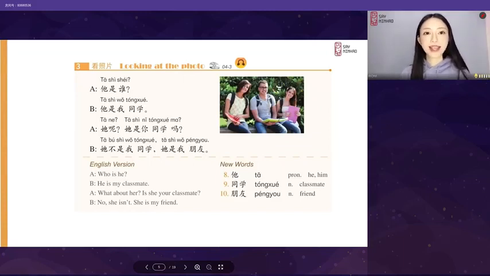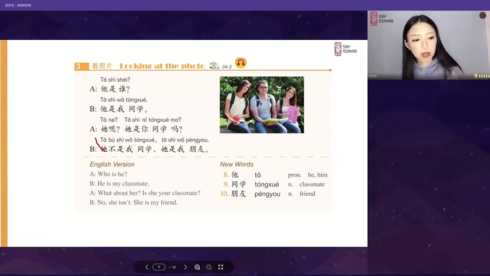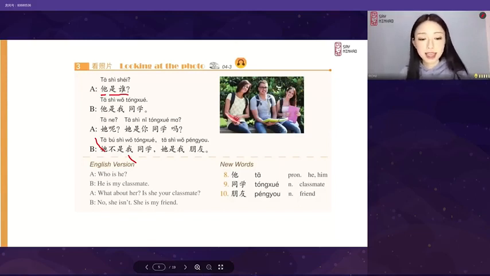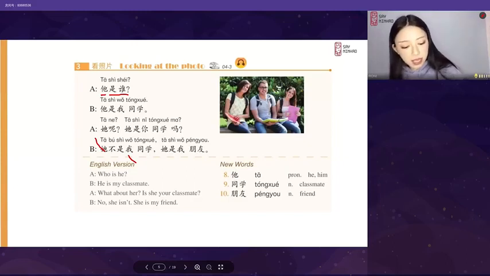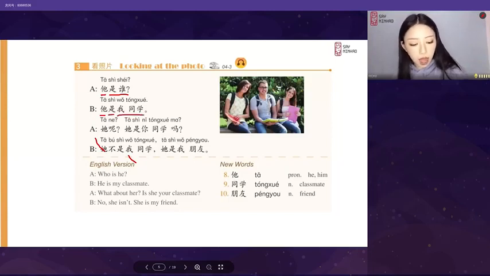Okay, this text can be a little bit tricky. Now let's see the sentences one by one. First one, 他是谁? Really easy. It means who is he? And the answer is 他是我同学. He is my classmate.